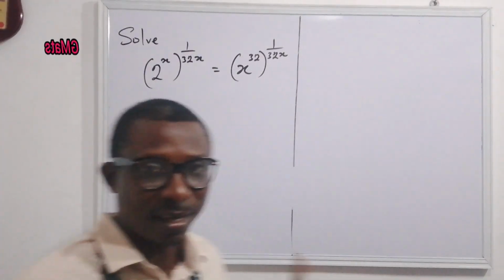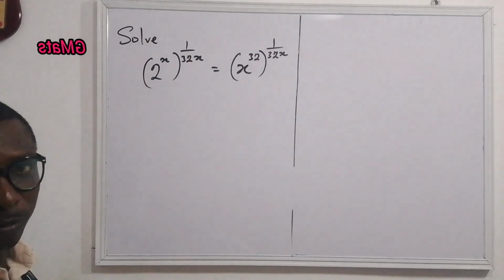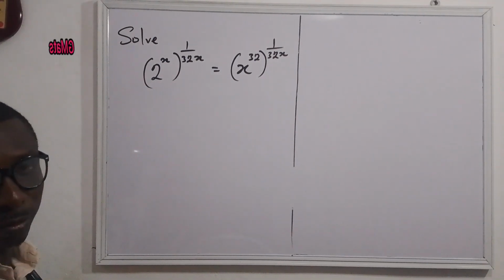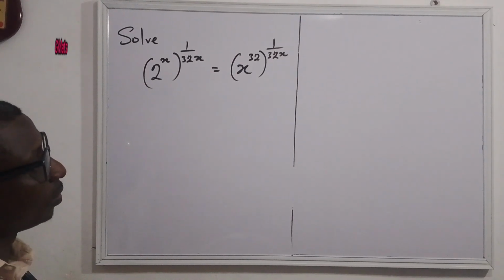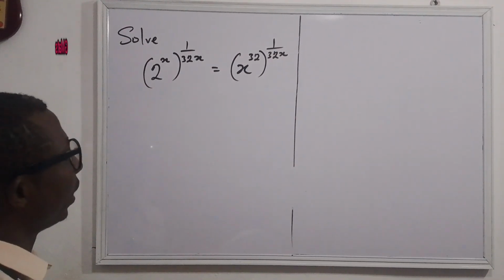Hello, now let's solve this problem. Solve (2^x)^(1/(32x)) = x^(32^(1/(32x))). So what are we going to do here?